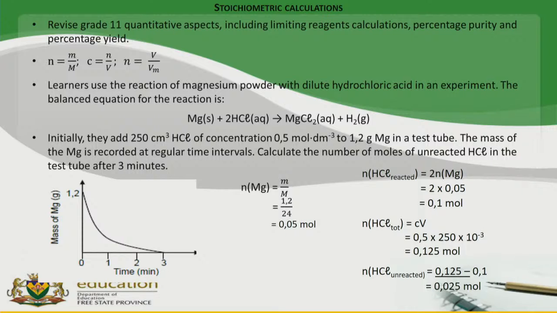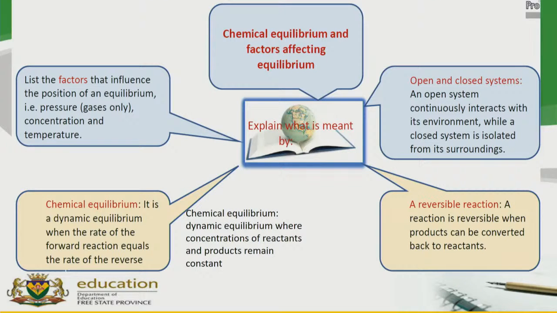So the most important thing is, when you do stoichiometric calculations, check the formula that will enable you to calculate the number of moles, and check which one is the limiting reagent. Then you can use that one to calculate the others. Fine. Now let us continue with chemical equilibrium.